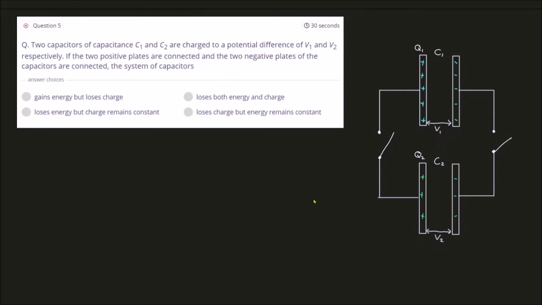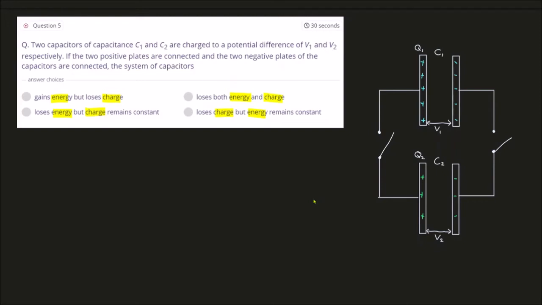I still haven't connected the circuit yet because my drawing is before the connection. Okay, so now they ask what will happen to the system of capacitors, and they are asking you to analyze it in terms of energy and charge. I believe it's quite similar to the previous question 4.